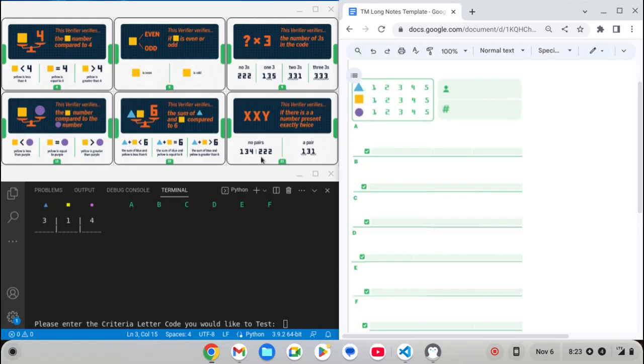And remember, the objective of today's puzzle is to find that unique 3-digit code that abides by all the 6 criteria cards we just discussed. And we're going to start off with an initial proposal of 314. So the first thing I think I'd like to test is criteria card B.